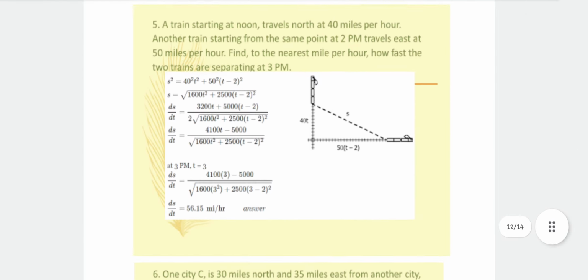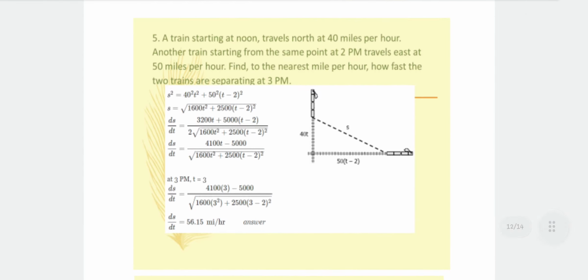Okay? Number 5. A train starting at noon travels north, so going up, at 40 miles per hour. So, 40 times t. Another train starting from the same point at 2 p.m.